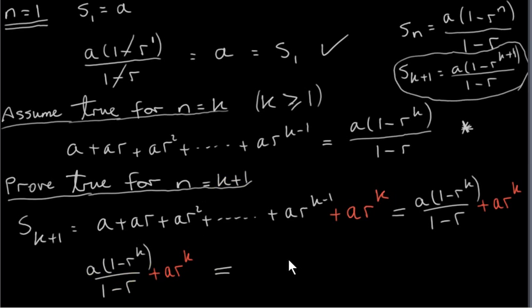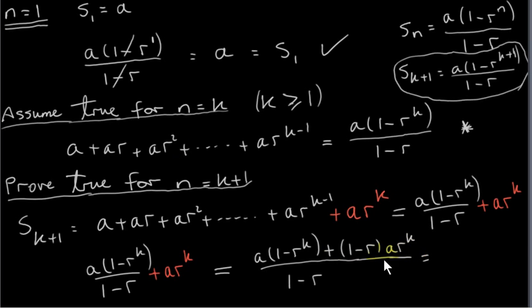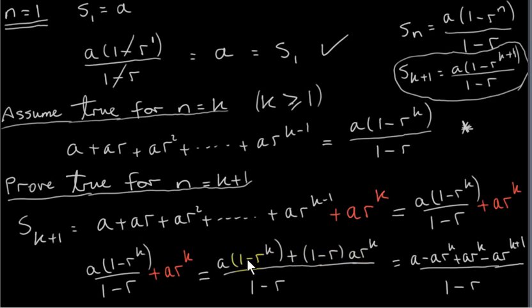So let's see, what can we do with this? Well, we could get a common denominator of 1 minus r, and then we have a into 1 minus r to the power of k over 1 minus r, that's just the first term, plus, well, to get the next term, this is over 1 if you like, we'll have 1 minus r times ar to the power of k. So you see, if you put this over this, you get this first term. If you put this second term over 1 minus r, the 1 minus r's will cancel and we'll get ar to the k. It's just getting a common denominator.